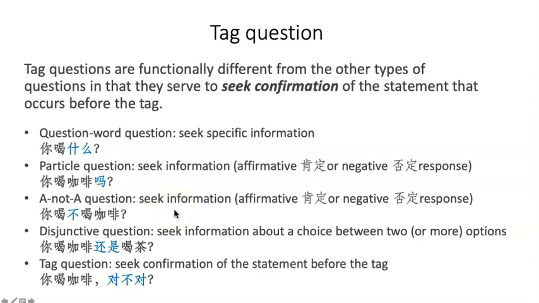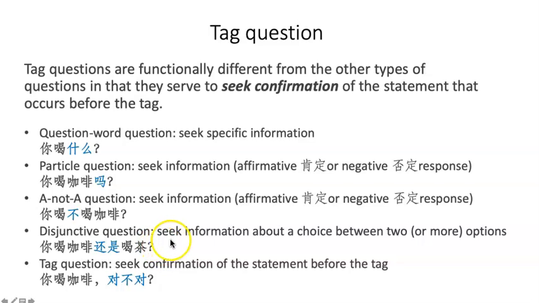Similar to particle question, A not A question also seeks information in affirmative or negative response. 你喝不喝咖啡? 我喝咖啡 affirmative or 我不喝咖啡 negative. That was also the reason why we said particle questions and A not A questions are similar functionally, which both can be comparable to yes-no question in English, because they both seek affirmative or negative response. In a sense, they seek information.